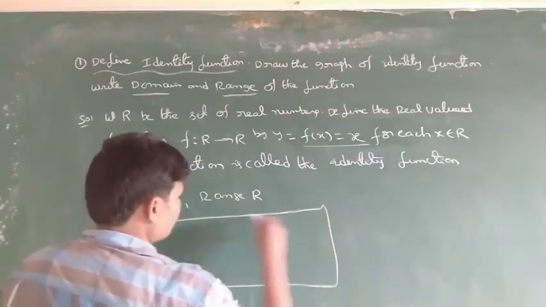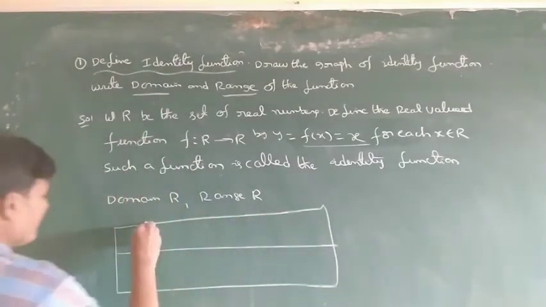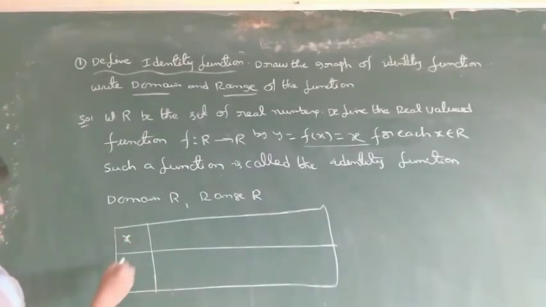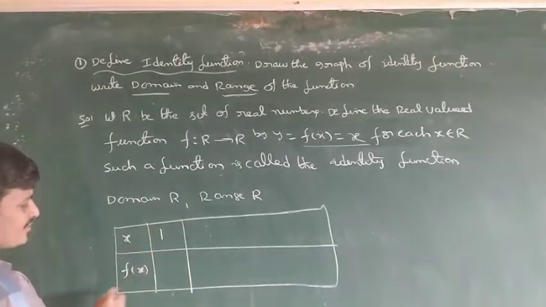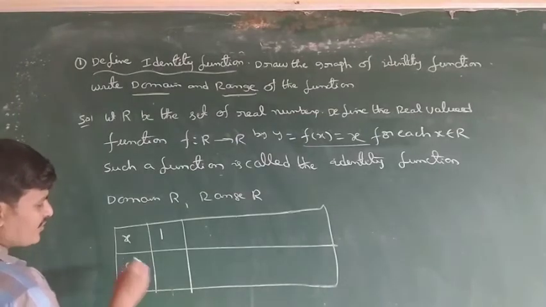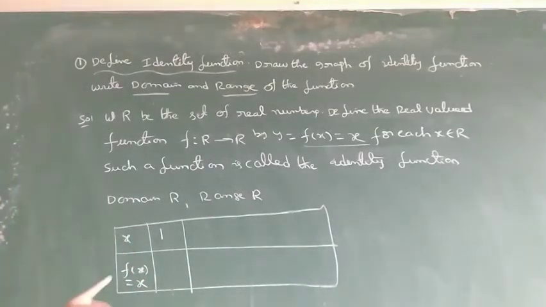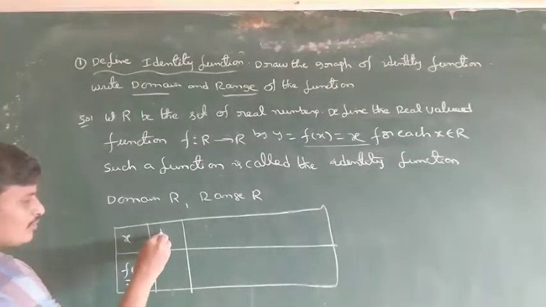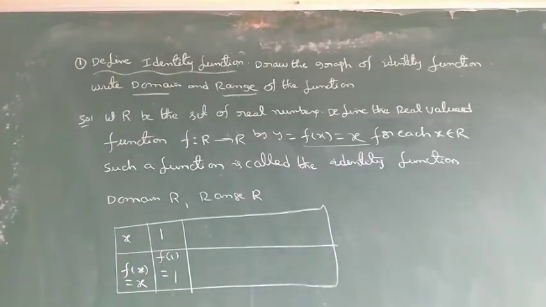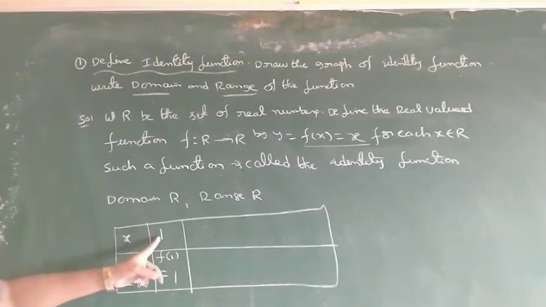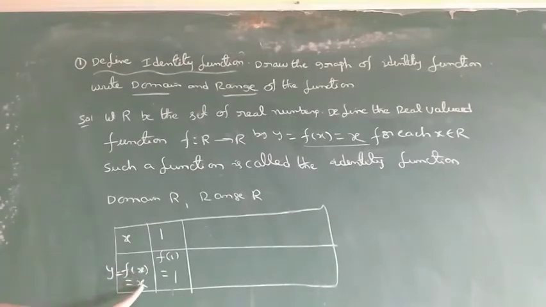So first, in the box, x and f of x. x is equal to 1 means what is f of x? The x value. Next, f of x is equal to what? 1. So x is equal to 1, f of 1 is equal to what? 1. So this is y, and y is equal to f of x. For example, x is equal to 1, f of 1 is equal to 1.